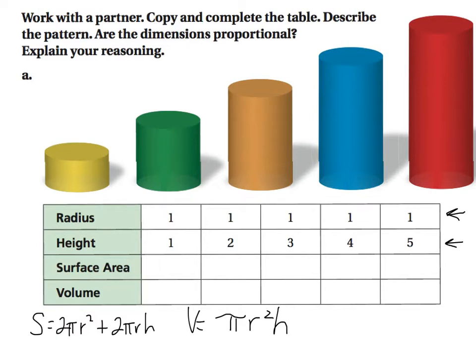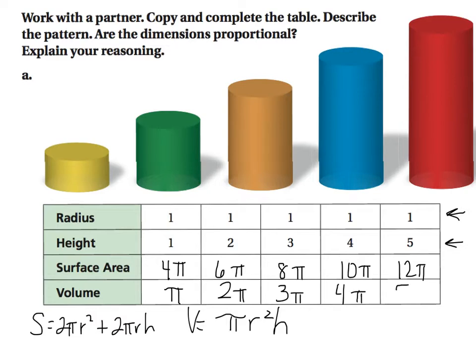Now let's say you went through and actually did all of this. You would get the surface area here as 4 pi, 6 pi, 8 pi, 10 pi, and what do you think the next one's going to be? Good, 12 pi. Now the volume here is going to be pi, 2 pi, 3 pi, 4 pi, and 5 pi.